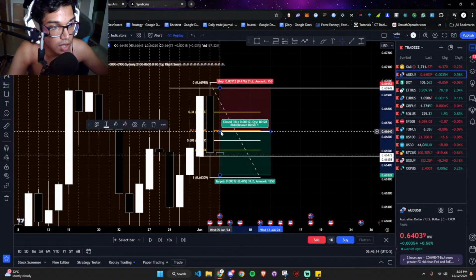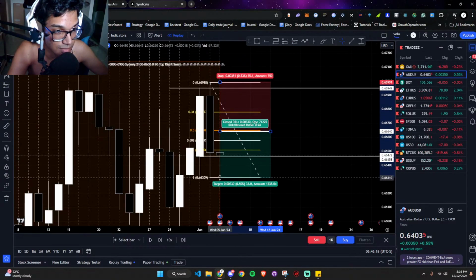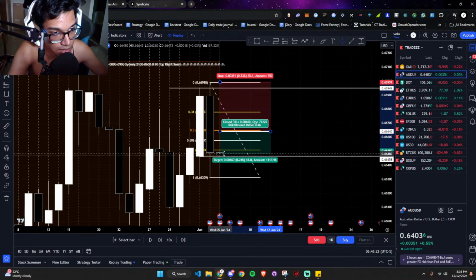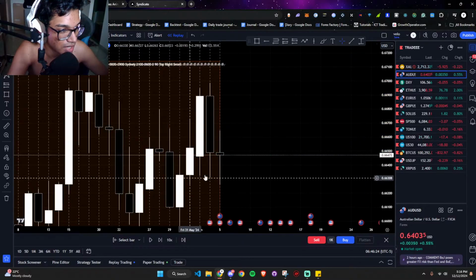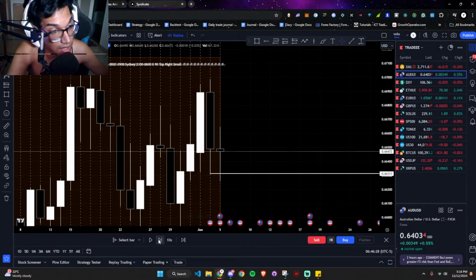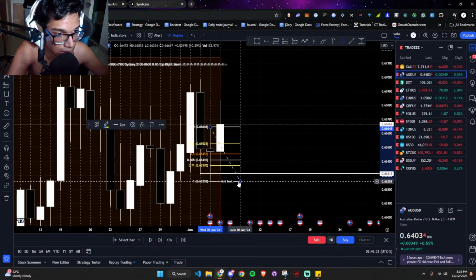So again, if you got in somewhere here, this is not really a great trade, to be honest, because the risk reward is not there. It's not really a trade that I would have taken. But we have a sweep of liquidity. Now let's see what the next day does. Okay, so the next day is now formed. Let's see what it does.